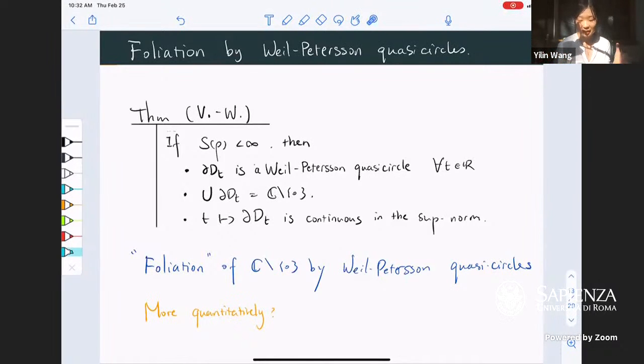Foliation might not be a good name because in geometry, foliation probably refers to leaves that are smooth and injective, and keep moving in one direction. But here in our case, the Weil-Petersson quasicircles can stay unchanged in some places and grow only from other places. So this is still allowed. And that's why we put foliation in quotation marks.